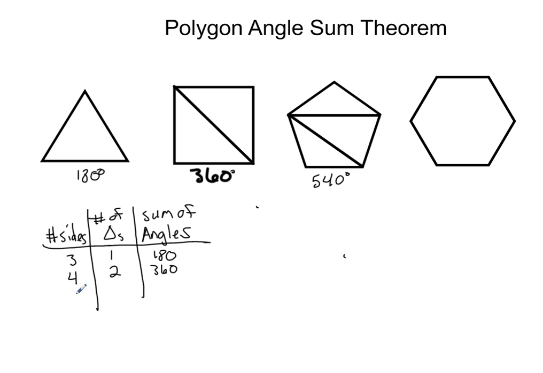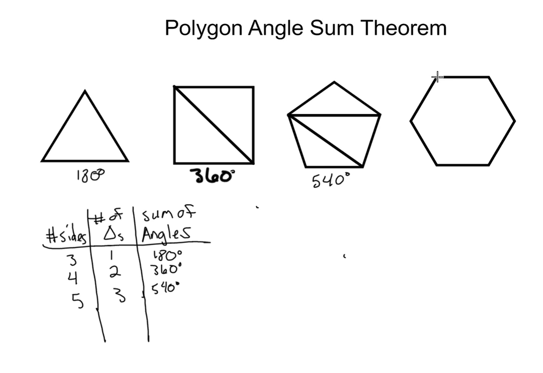All right, so we've got 5 sides, we've got 3 triangles, it's 540 degrees. Give a little degree sign on there. All right, so we'll do one more and then we'll make a conclusion about this.